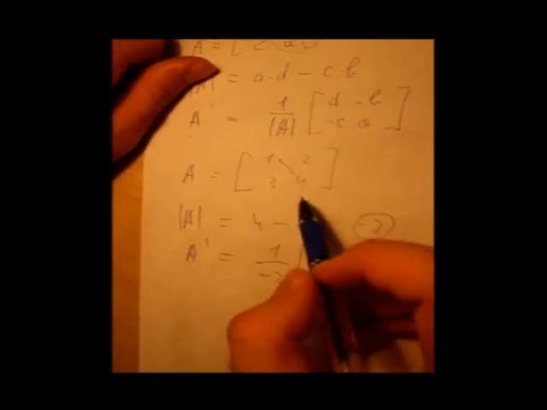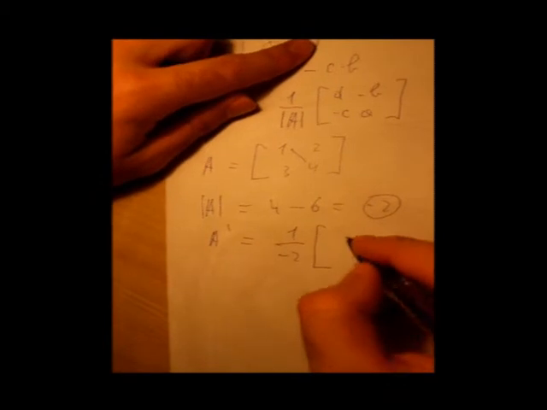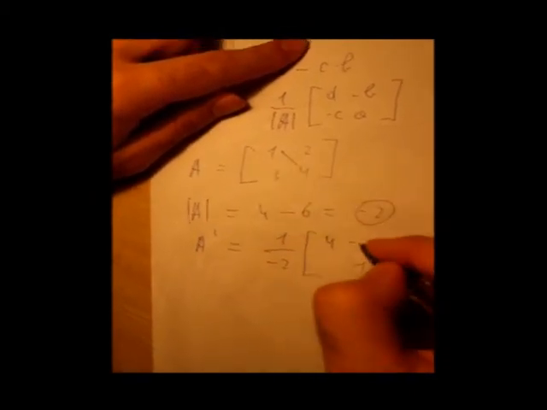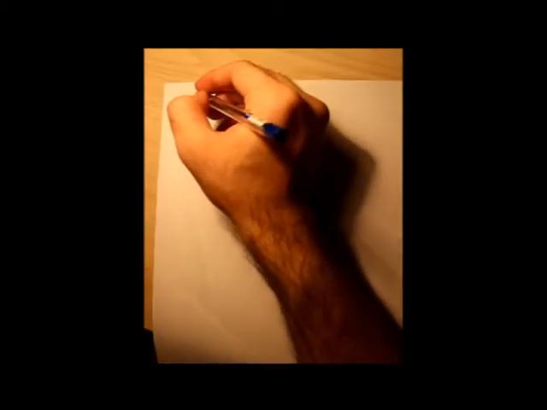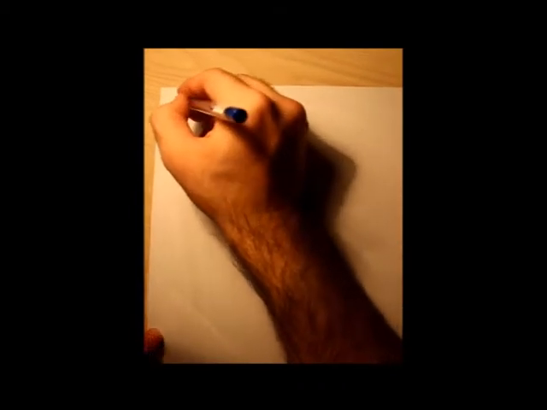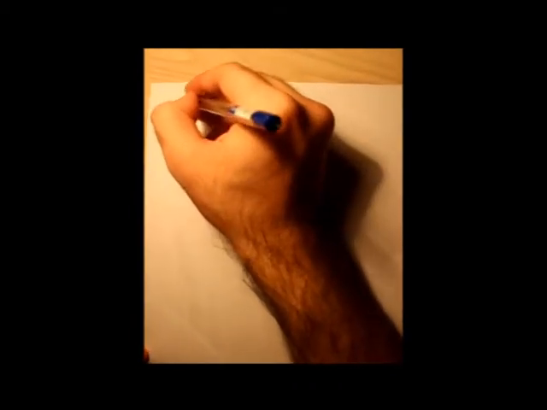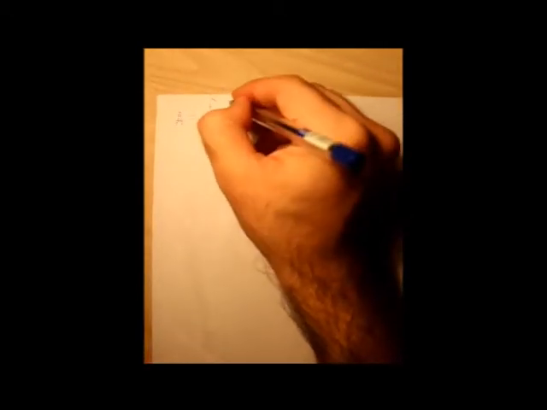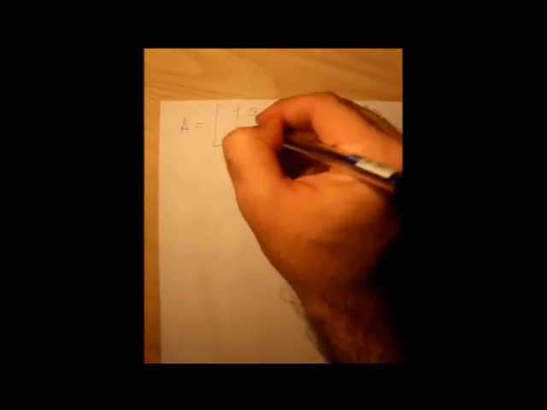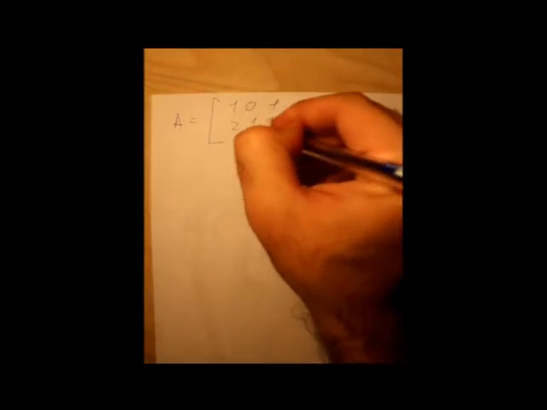The inverse of A is 1 over minus 2, times the matrix where for 1 we change its place, minus 2, minus 3. If we calculate, we can find its inverse. Let me find the inverse of a 3 by 3 matrix. For example, let me give an example: 1 0 1, 2 1 0, 0 0 3.